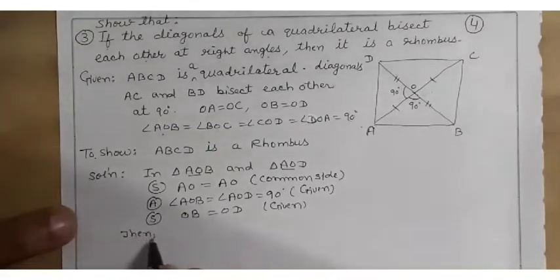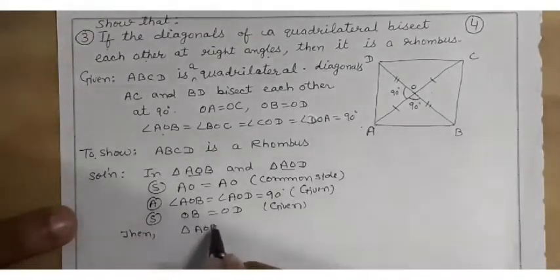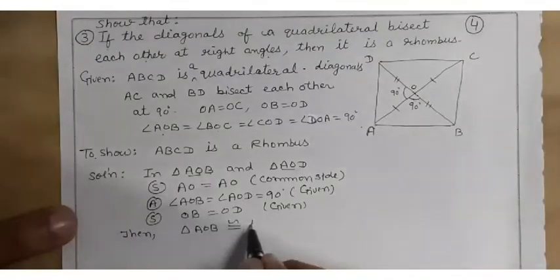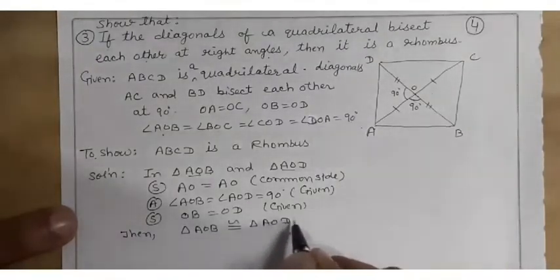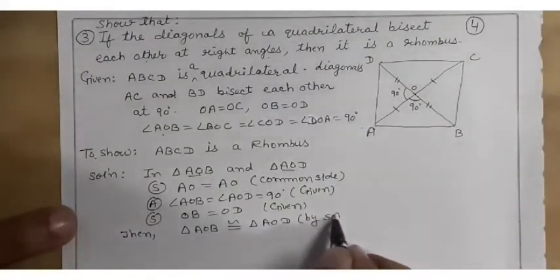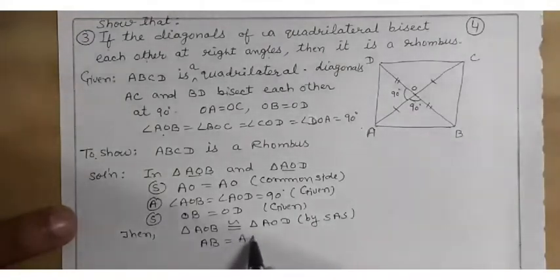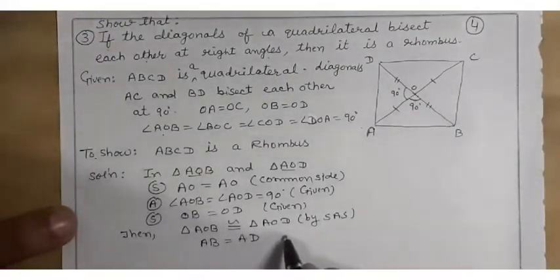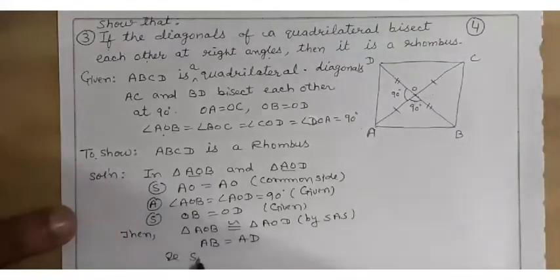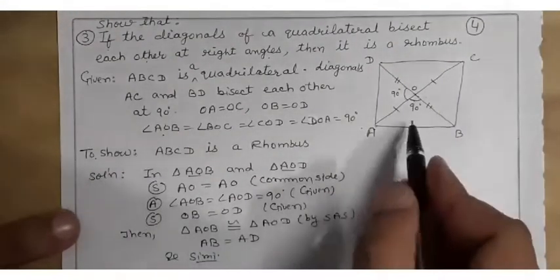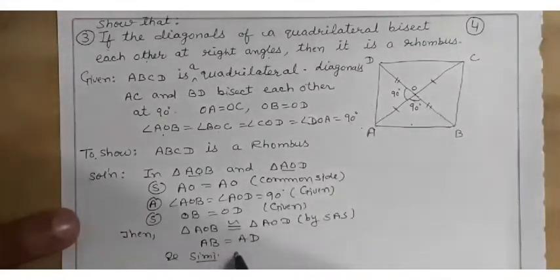Then what can you say? Triangle AOB should be congruent to triangle AOD by SAS rule. If both are congruent, then what is the meaning? AB will be equal to AD. And similarly, what can you write? If you take another triangle, you can get AB equal to AC.